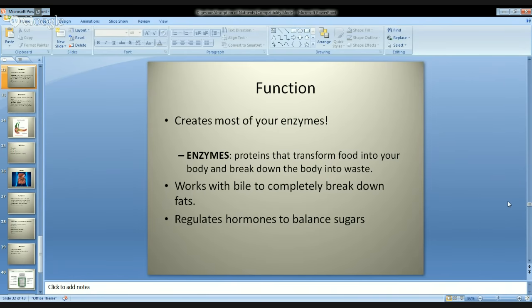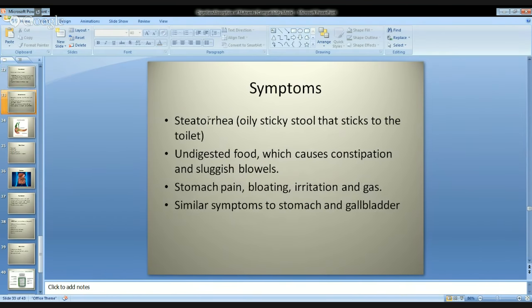Some of the symptoms from the pancreas are identical to the gallbladder. Symptoms: steatorrhea, that's oily, sticky stool that sticks to the toilet, like skid marks on the bottom of the toilet. That means that you have a pancreas problem, because you're deficient in the pancreatic enzyme, specifically lipase. Okay, undigested food, which causes constipation, sluggish bowels, that can be a symptom.